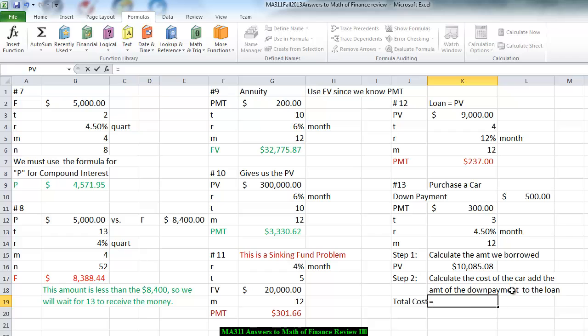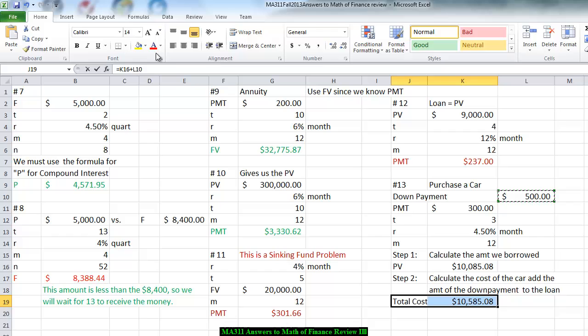which means the total cost of the car that we can afford, since we're putting down a $500 payment, is going to be equal to the amount that we can borrow, the $10,085.08, plus the amount that we are putting as a down payment, which is $500. And we can buy a car for the sum of $10,585.08. And we will continue the next problems in the next video.